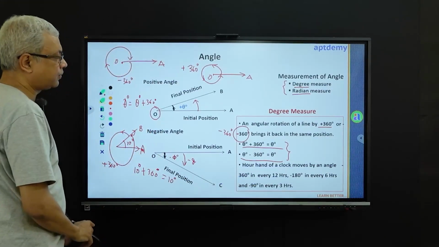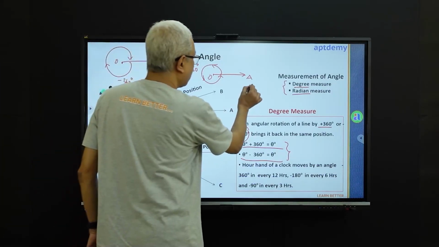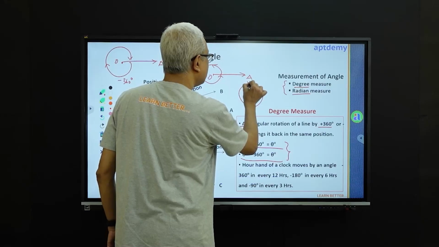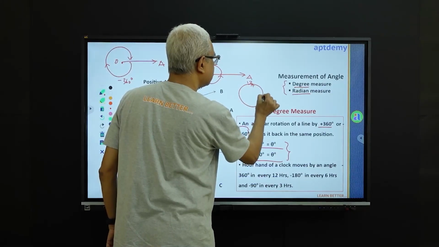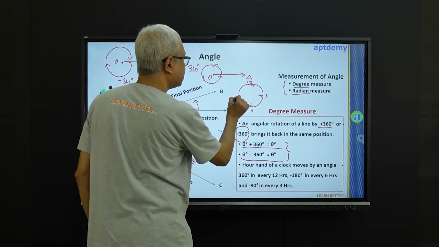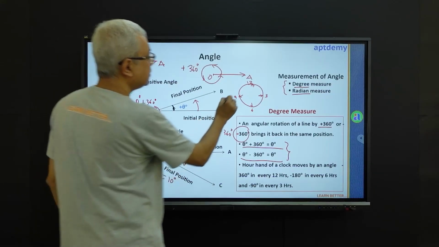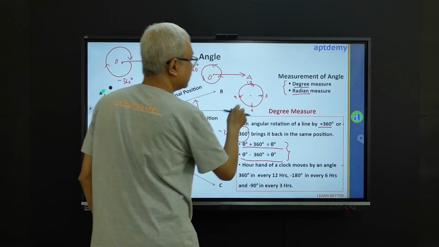Now to get further clarity on this matter, think of a clock. Here it is 12, here it is 3, here it is 6, here it is the 9-hour mark. This is the center of the clock.